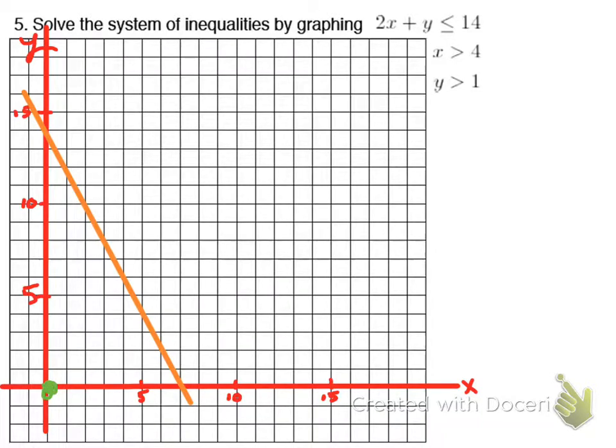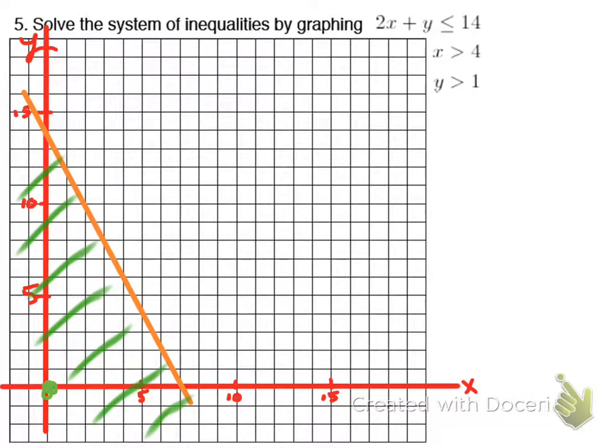If I put 0, 0 into that inequality, I get 0 plus 0. Is that less than or equal to 14? Yes. So that's the side of the line that I shade. Okay. Now, I'll go ahead and graph the next one.